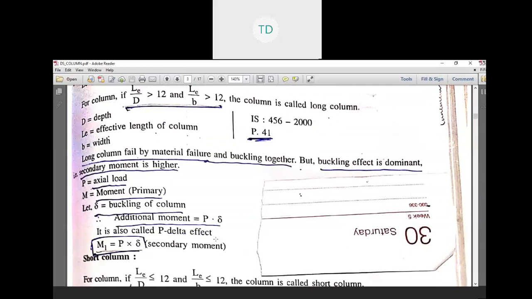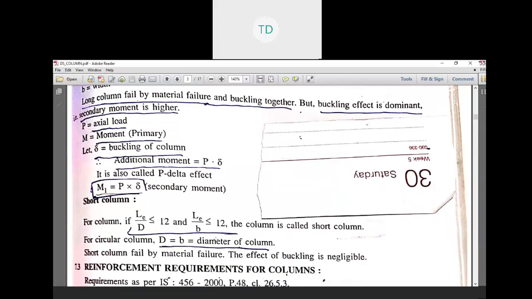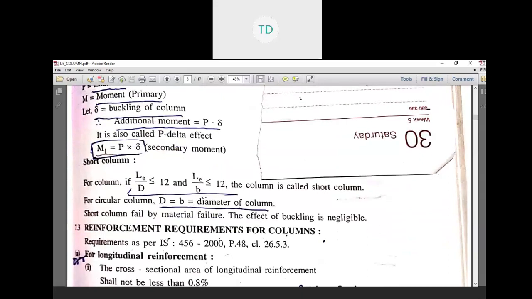Long column fails by material failure and buckling together, but buckling effect is dominant and secondary moment is higher, in which P is equal to axial force, M is equal to moment, delta is equal to buckling of column. It is also called P delta effect, in which M1 is equal to P into delta, secondary moment.